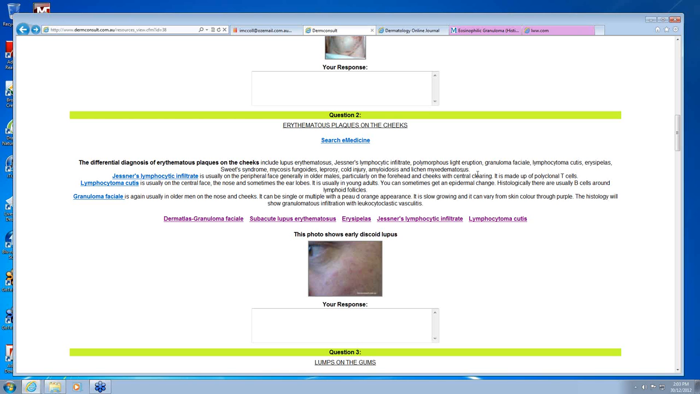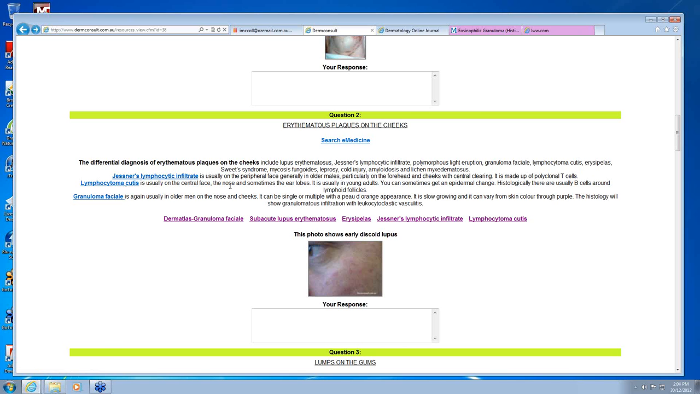Pretibial myxedema can be a form of this. What about Jessner's lymphocytic infiltrate? Usually on the peripheral face. I said, for instance, that granuloma faciale was more the central part of the face, whereas a Jessner's, if you're going to get it, is usually on the peripheral face, usually in older males, forehead and cheeks, central clearing. Made up of polyclonal T cells. There's often, in fact, some mucin in these as well.